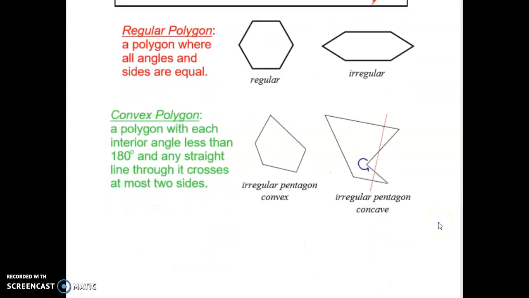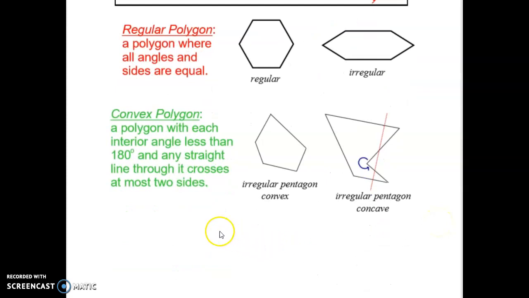And now the word convex. Well, a convex polygon is a polygon with each interior angle less than 180 degrees, and any straight line passing through it will cross at most 2 sides. So if you can imagine drawing a straight line anywhere here, you can see that at most my line will intersect two sides, no matter how I draw it.